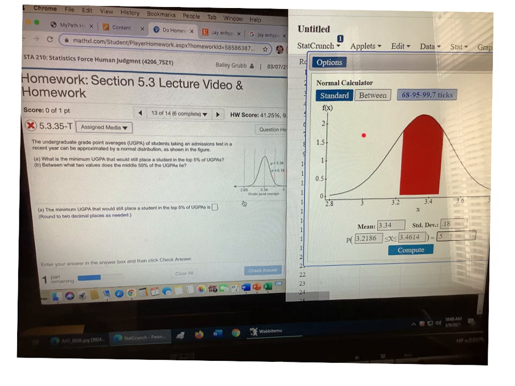So I'm going to use the normal calculator in StatCrunch. You go in StatCrunch, click Stat, Calculator, Normal Calculator. You can use a table, or you could use a TI-84 graphing calculator, but StatCrunch is the easiest.